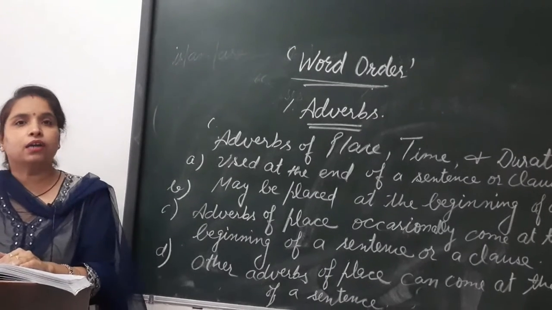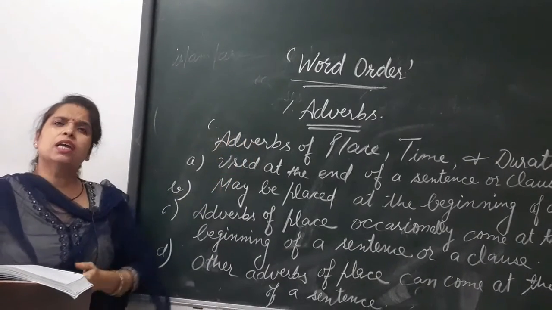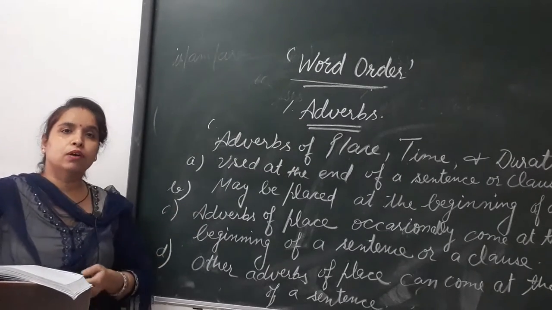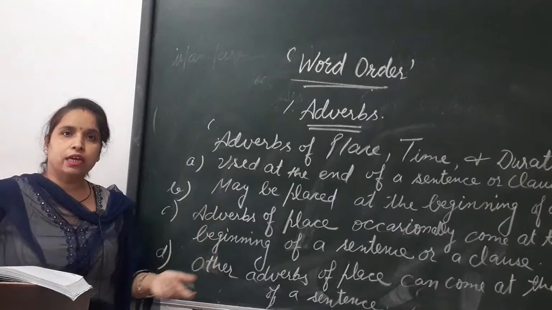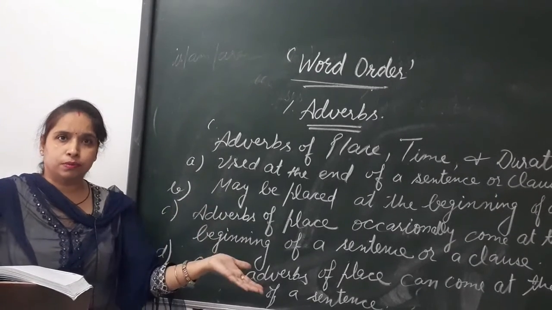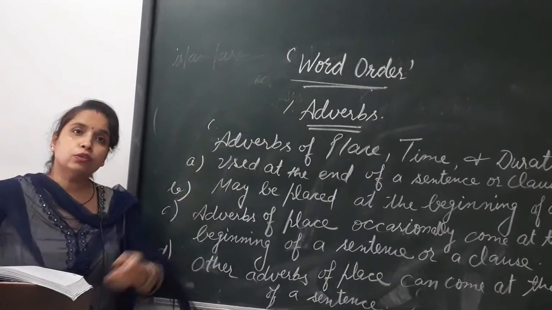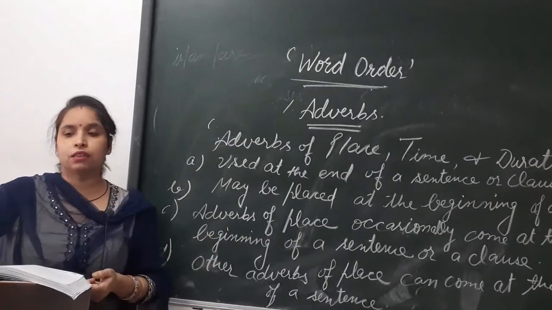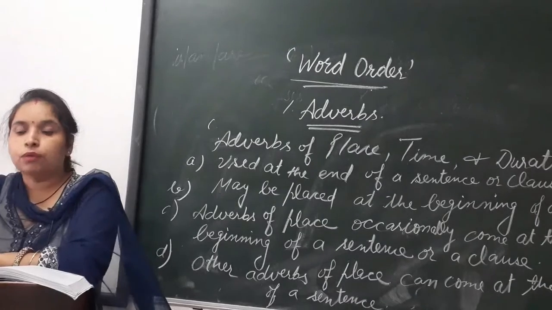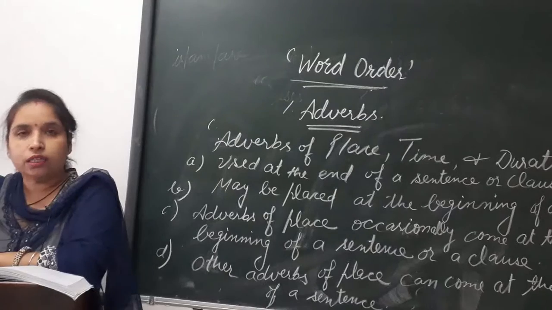Let's see those rules. First of all, we will talk about the adverbs. Children, as you know, adverbs are of many kinds, like adverb of place, adverb of time, adverb of frequency, adverb of degree. These are the kinds of adverbs we use in English. Now we have to find their place, according to which order we have to use them in sentences. The word adverb suggests the idea of adding to the meaning of a verb. In fact, it modifies a verb, an adjective or another adverb.